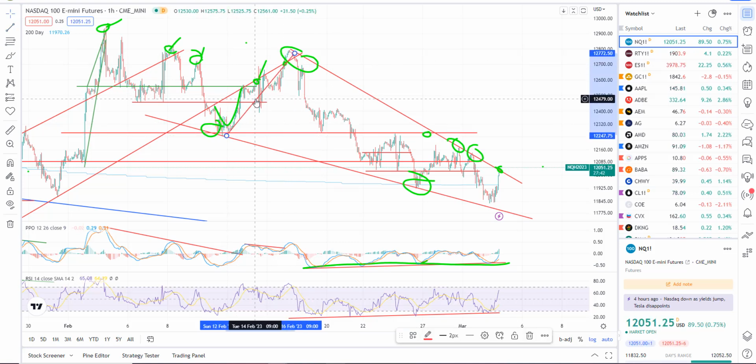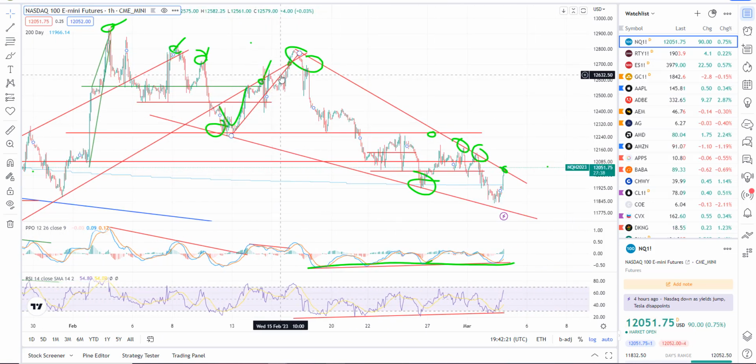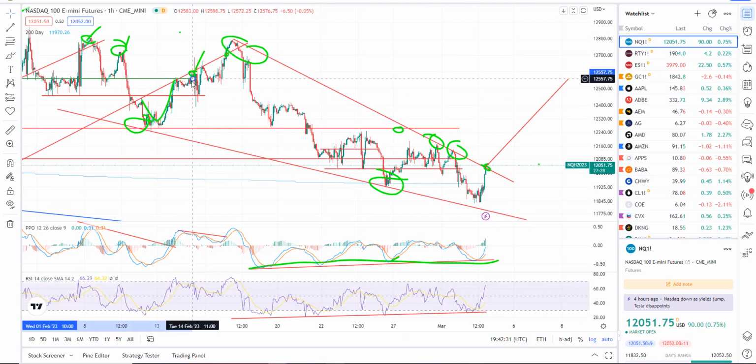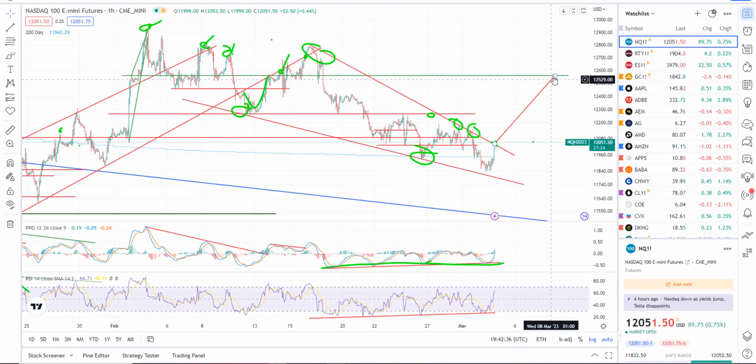If we do that, the measured target of the wedge is typically the widest part of the wedge, which is about right there. And that basically sets us up for a move up to about this 12,550 area. You can see I do have a line right there. There it is, drag that out. So that's the measured target.